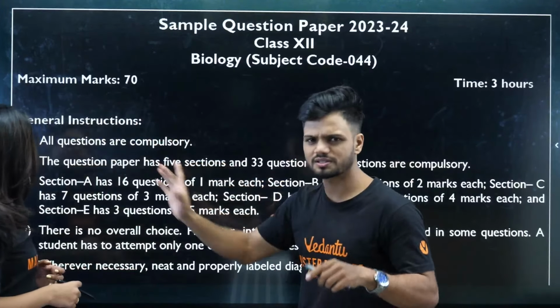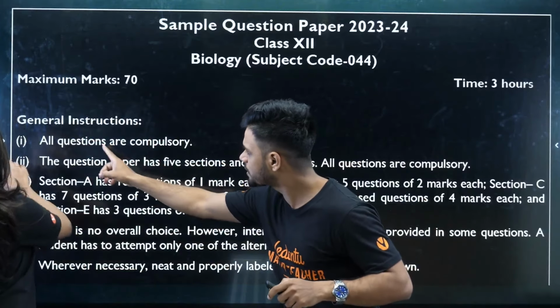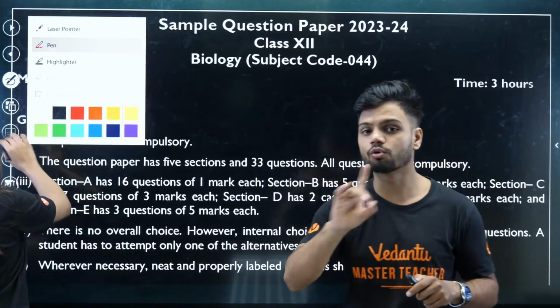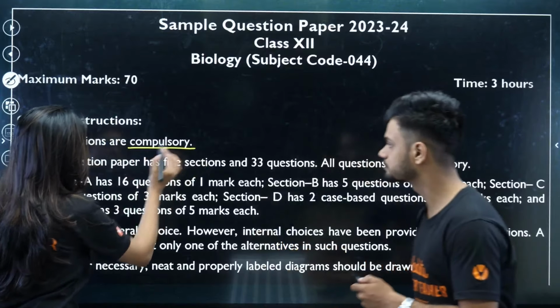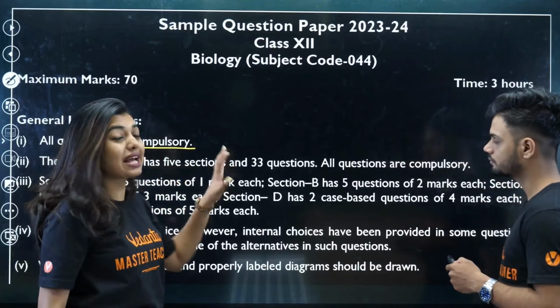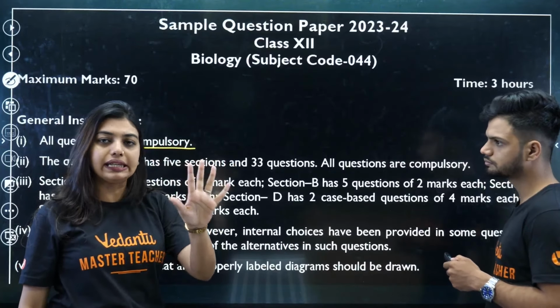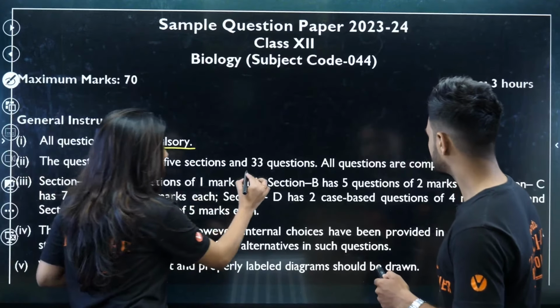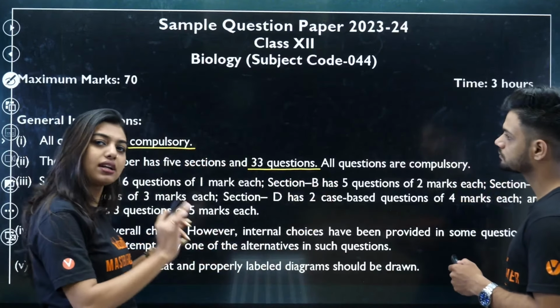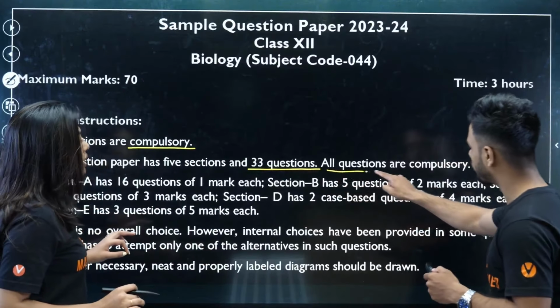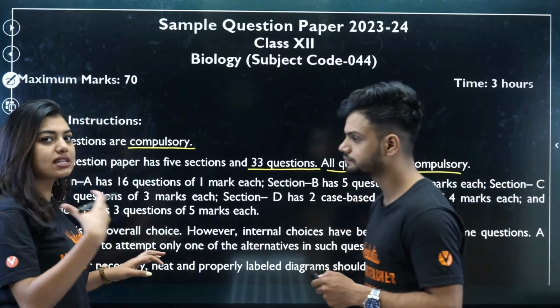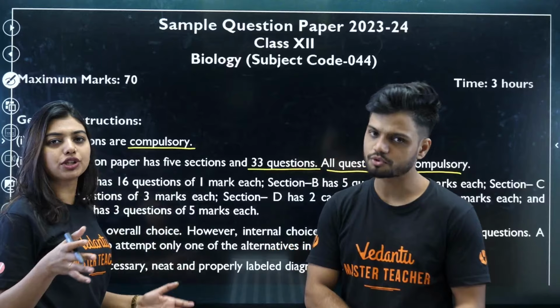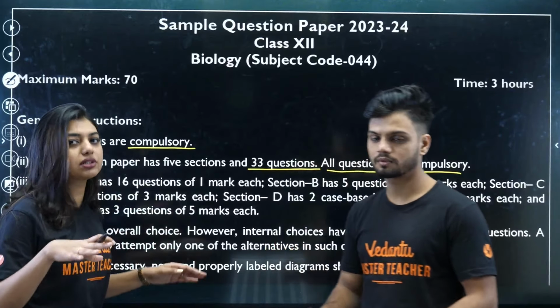Here, general instructions, quickly read them. That is, all questions are compulsory. Remember, there is no multiple options here. Yes, and students, the question paper has 5 sections, that is A, B, C, D, E, and it has around 33 questions and all the questions are compulsory. Students have a notion that we have a lot of options, so I can skip maybe 2-3 chapters, but it's not happening.